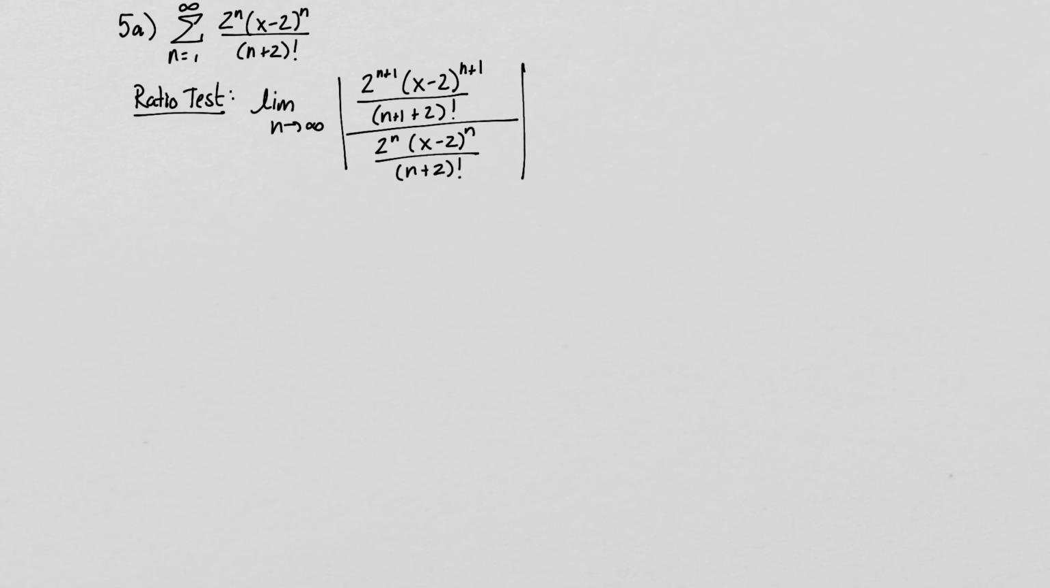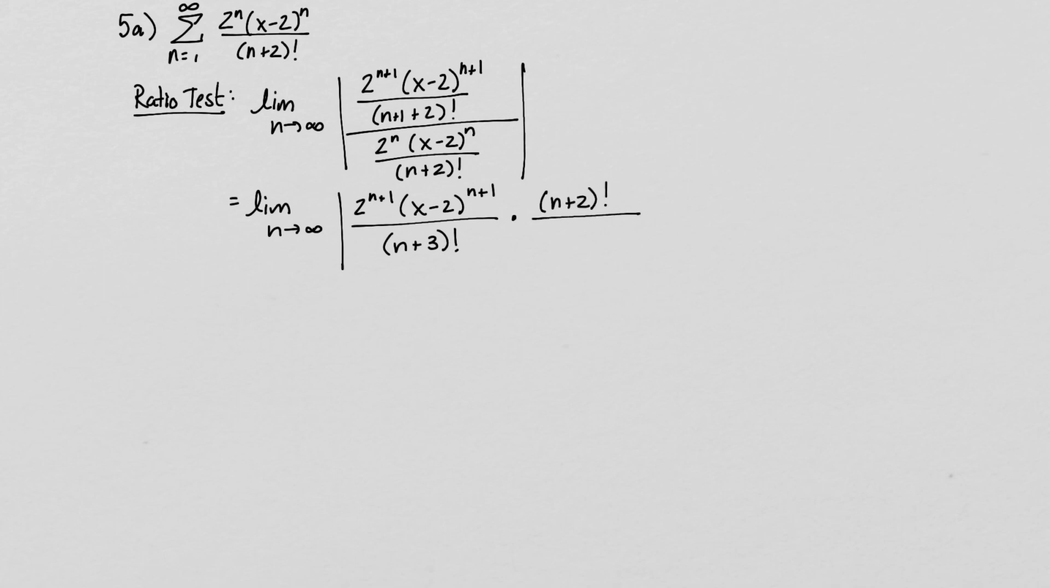So we're going to work out what this is first. We're going to get the limit as n approaches infinity. If I do keep, change, flip, right? So I have 2 to the n plus 1, x minus 2 to the n plus 1, divided by n plus 3 factorial, times n plus 2 factorial over 2 to the n, x minus 2 to the n. Are you okay with that so far?